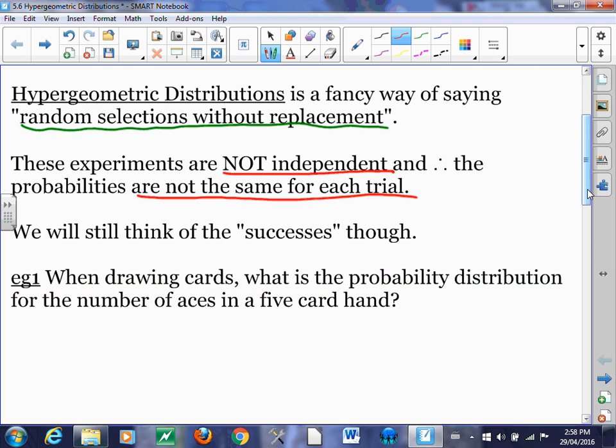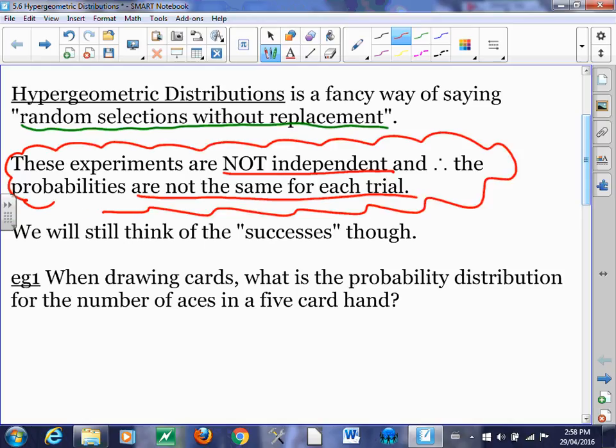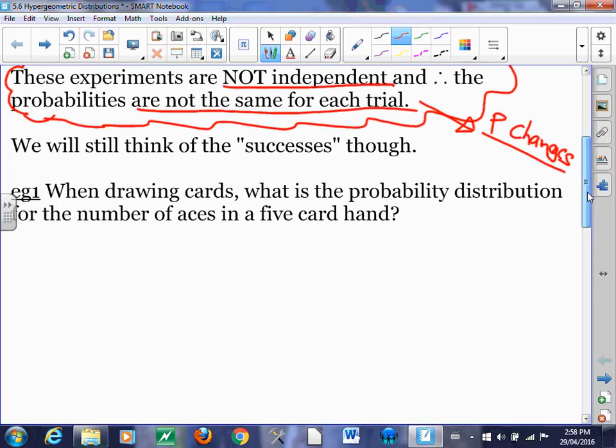Okay, we still think of successes though, but I want you to make sure you bubble or underline that these experiments are not independent and the probabilities are not the same. So what does that mean? That means P changes. And that's why we took a break in the midterm review. Okay? All right. So let's take a look at an example here.